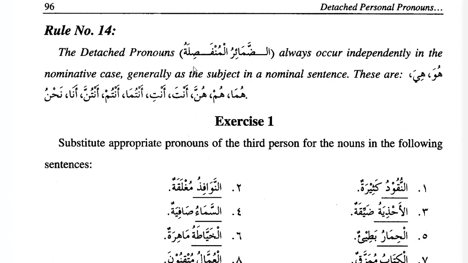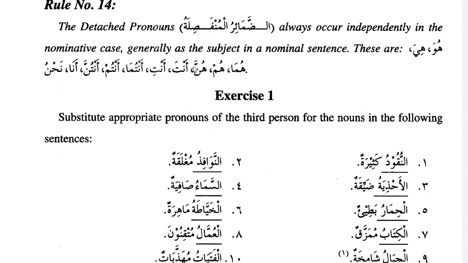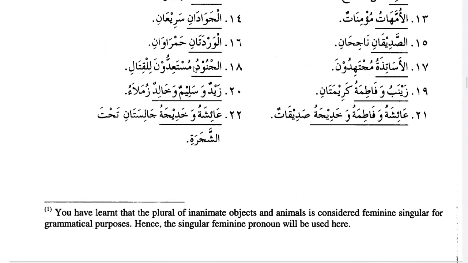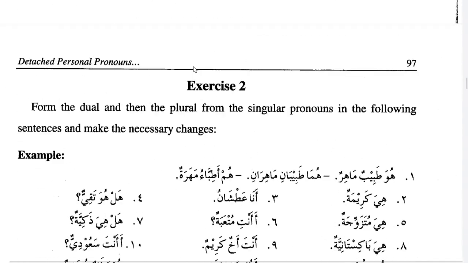Read the rule also. Rule number 14. The detached pronouns, dama'ir munfasila, always occur independently in the nominative case, generally as the subject in a nominal sentence. These are huwa, hiya, huma, hum, hunna, anta, anti, antuma, antum, antunna, ana, nahnu. Exercise one.